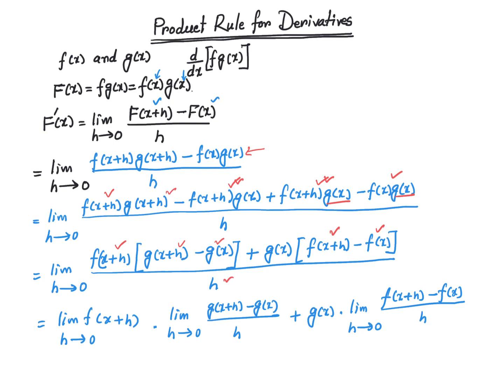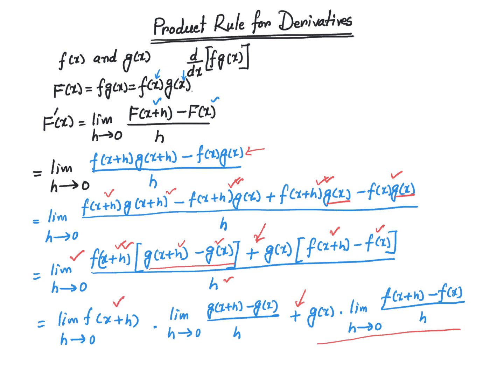Now I'm going to apply the rules for limits. I could break this limit down into two limits as a sum, and then apply the product rule for limits to simplify. So I break it into two pieces. This is going to be one limit and this is another limit. On the left hand side, I have the limit of f of x plus h times g of x plus h minus g of x. I could write it as a product of limits.